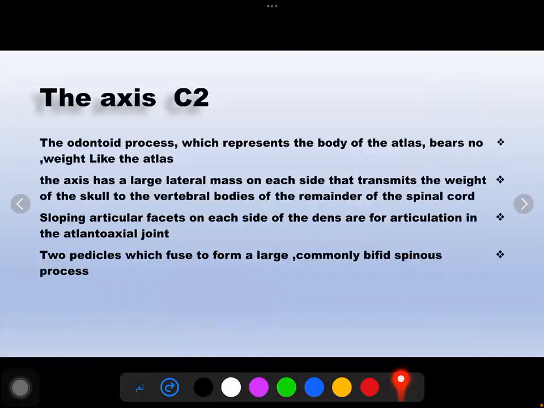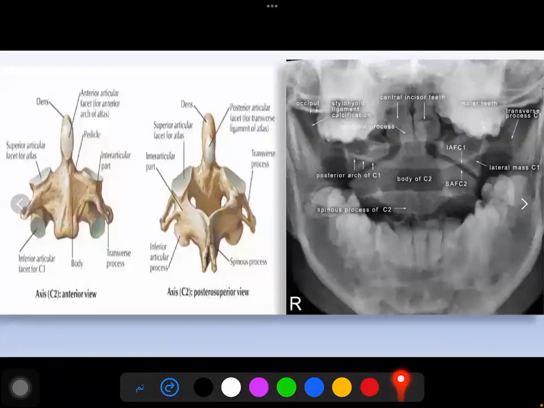The axis, C2. In the C2 vertebra, this part is called the odontoid process, which represents the body of the C1 vertebra. It is not carrying weight as the C1 vertebra does, but it has a lateral mass. This is the lateral mass of the C2 vertebra. It is usually large. It carries most of the weight of the skull and transmits it to another part of the vertebral column.